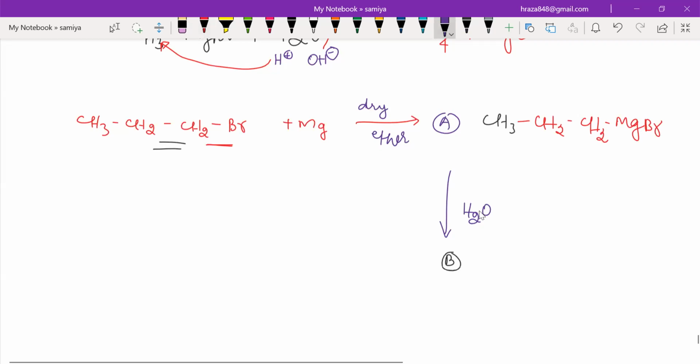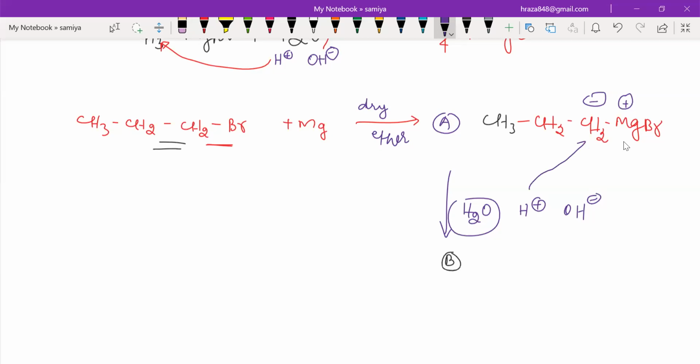And now, if it goes through H2O, that means H plus and OH minus. And you also know that this is positive, this is negative. So this positive will go to this, and this negative will go to this. So what will it form? Propane. And the byproduct will be MgOHBr.